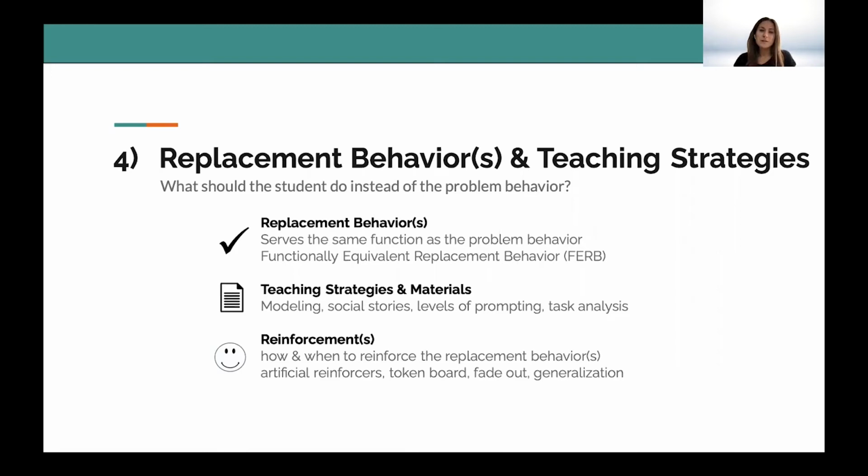Component number 4, replacement behaviors and teaching strategies. So what should the student do instead of engaging in the problem behavior? We want to identify those replacement behaviors, what we call the functionally equivalent replacement behavior, or FERB, to ensure that we identify, again, what the student should do instead of the problem behavior. And so let's say we have screaming for avoidance or escape of a math homework.